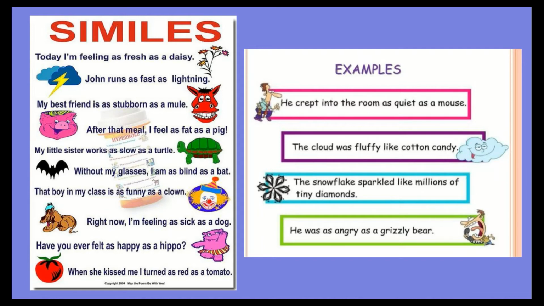My little sister works as slow as a turtle. What are you comparing? You're comparing your little sister and a turtle and saying they are both slow. That is what they share. And you're using the words like or as. The cloud was fluffy like cotton candy. They're comparing a cloud and cotton candy and saying that they both share the trait of fluffiness. They're both fluffy, okay?